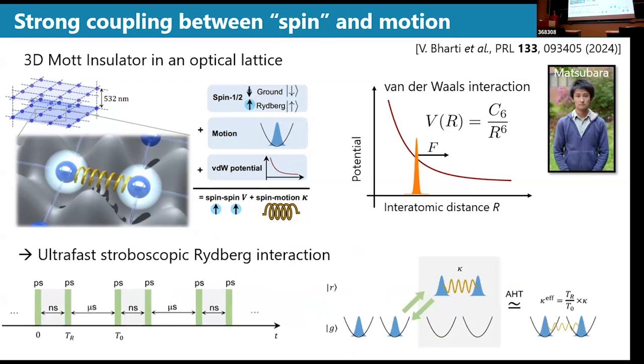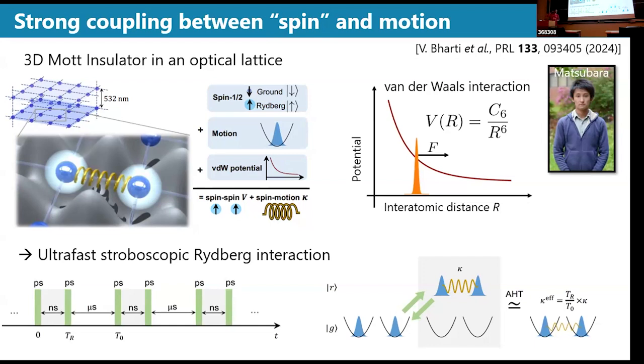In this paper, we propose that we can use this spin motion interaction in a more tunable way. The technique is what we call ultrafast stroboscopic Rydberg interaction. We repeatedly excite the atom to the Rydberg state to make force, and then the atom feels a momentum kick, and then we bring it back to the ground state, wait for a while, and then shine another pulse, make a momentum kick, and bring it back to the ground state.